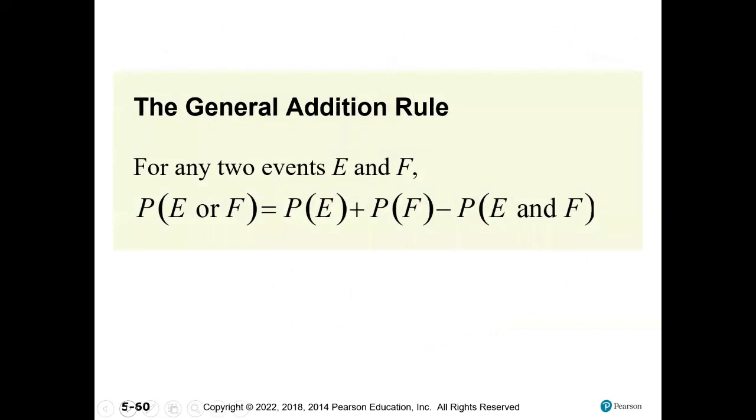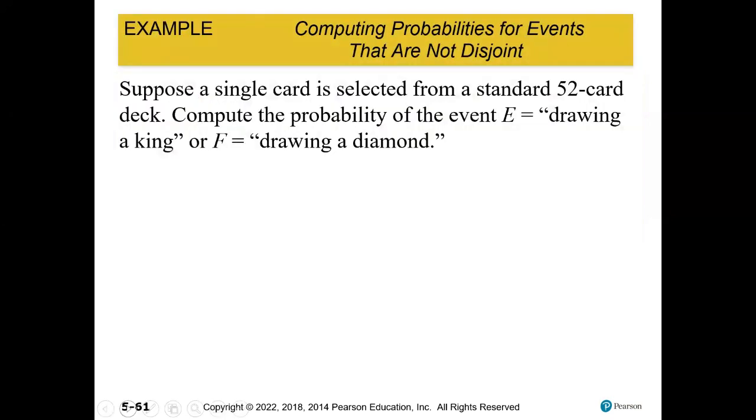Here's the rule. General addition rule for probability of any two events E and F. You can find the probability of E or F by adding the individual probabilities and subtracting their overlap. Here's what we're going to do now. I'll show you a card example where we do not have disjoint events.